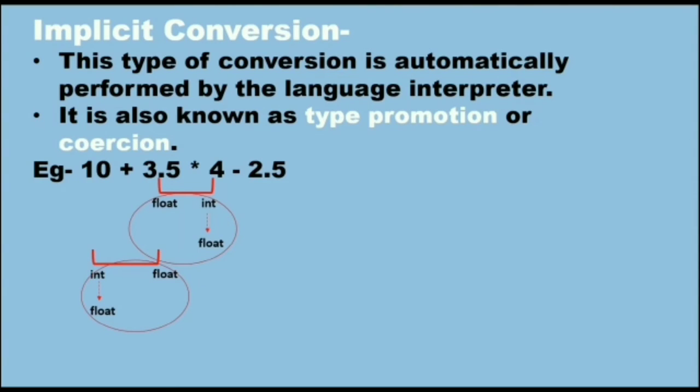Again one more operator is left, that is minus, the subtraction operator. Now minus 2.5 is written. 2.5 is in float and the result of this addition was also in float. So here both the operands are of same type, so no conversion has to be done. Final result is in float type. So this is how implicit conversion works.